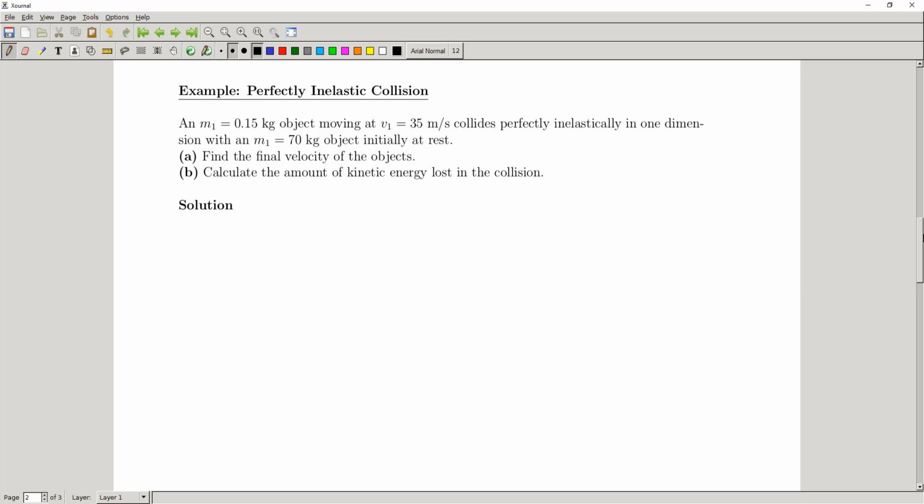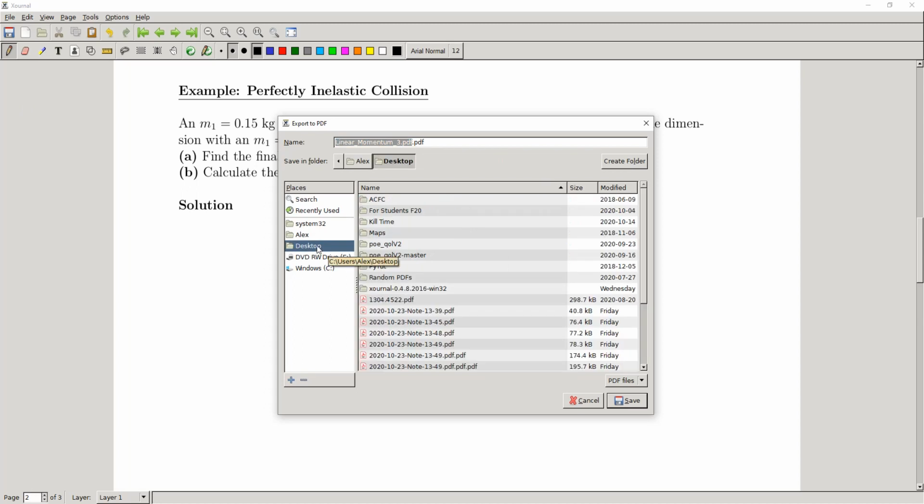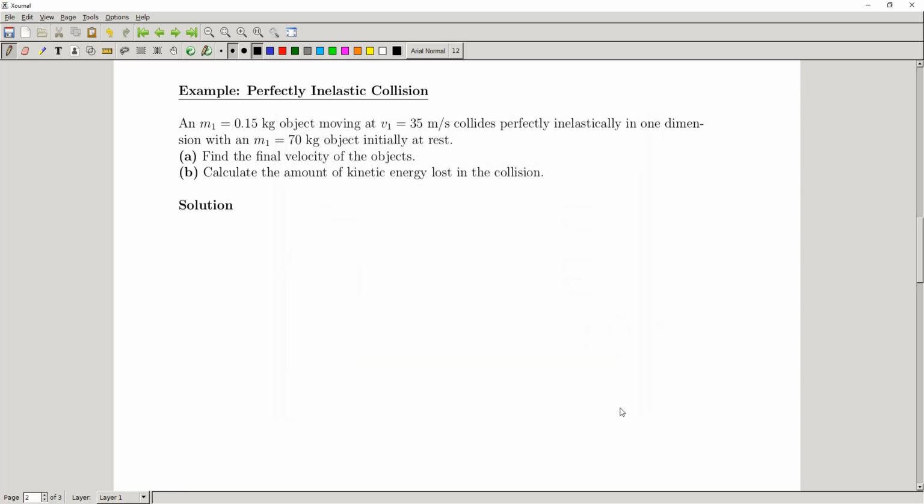So let's now move on to another example where we have some numbers in one of these perfectly inelastic collisions. I'm just going to take a quick second to export this because I've been having some issues with this program crashing, and I don't want to lose all this. So let's save this. And let's now take a look at what happens in this example.